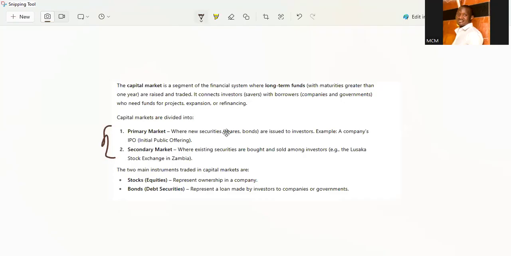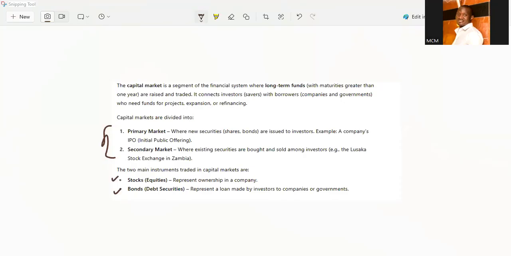Exchange. So there are two main instruments that the capital market has. We have what we call stocks or equities. These represent ownership of a company, and we have bonds, which are debt securities, which represent the loans that are made by investors. So we'll talk about each individually and how it is computed. So we start with equities.